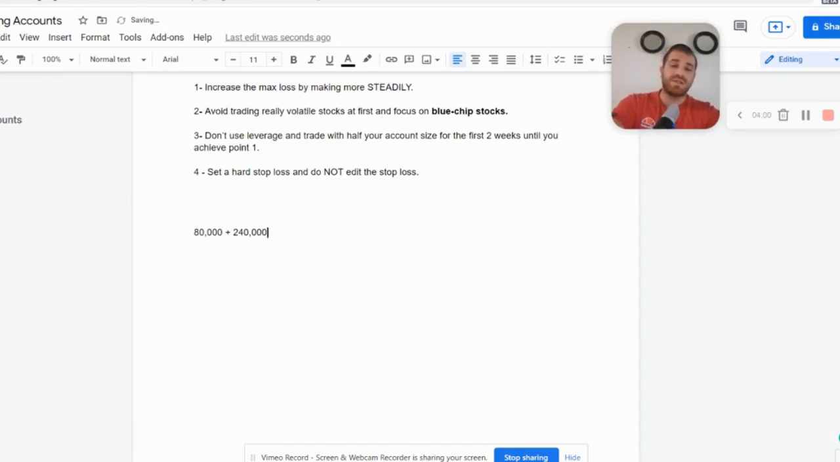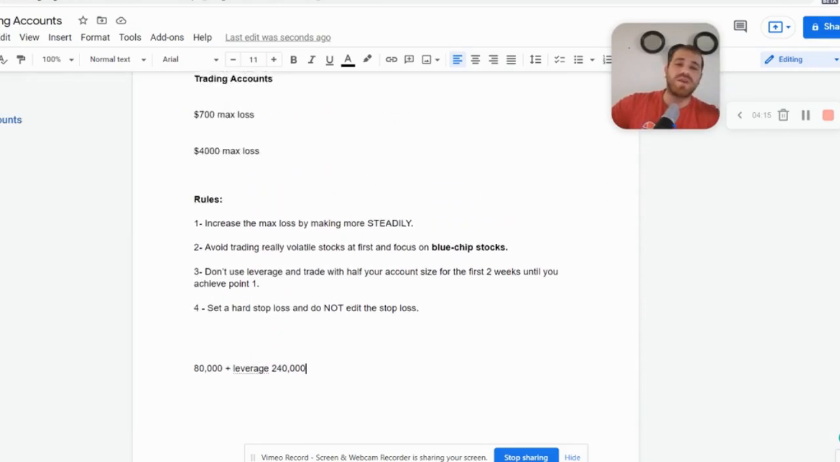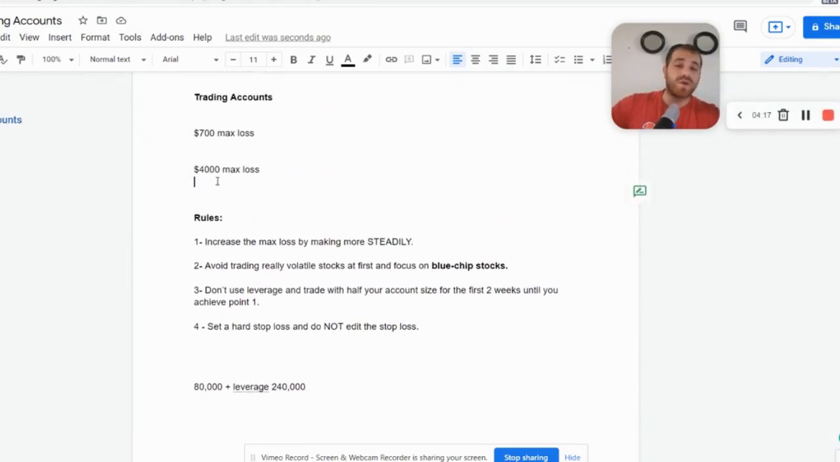Or 500,000, depending on the leverage amount, whether it's 1 to 5. Okay, so that's with leverage plus leverage. So imagine you have 250,000 and you're trading with 250,000 when your max loss is 4,000. When you trade with big sums of money like 250,000 with leverage, that $4,000 max loss is a $1 move against you if you're trading blue chip stocks.